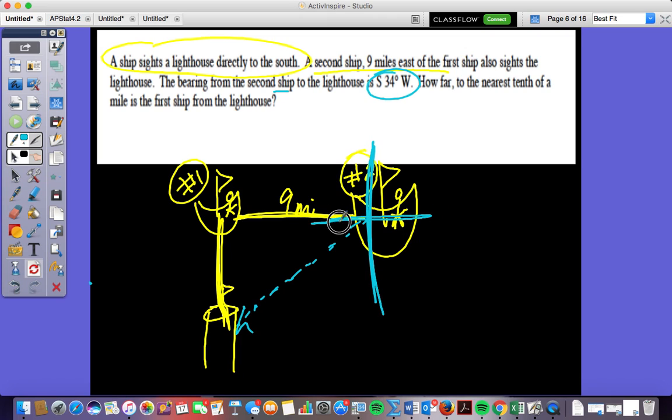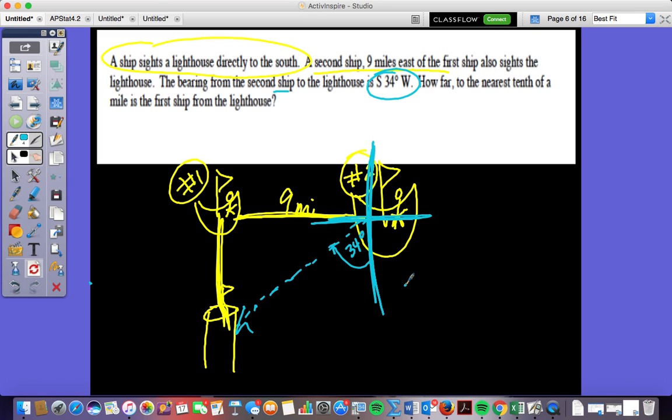Go ahead, Dave. Oh, okay, I get what you're saying. So the second ship has its own little plus sign, its own quadrant, right? Yeah, that's what I was asking. You got it. And it should make sense because it goes south, just like Hannah helped us with, south 34 degrees west. So 34 degrees is not this one. 34 degrees should be this one. Does everyone understand that? Yeah. Anyone confused on that? Because it can get kind of tricky.